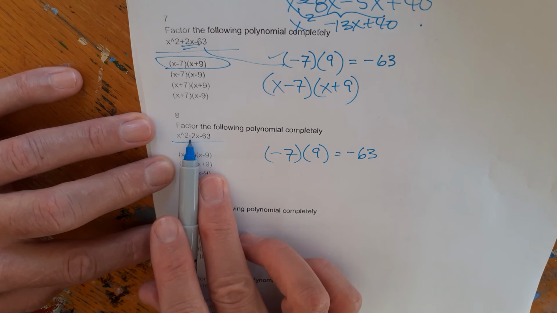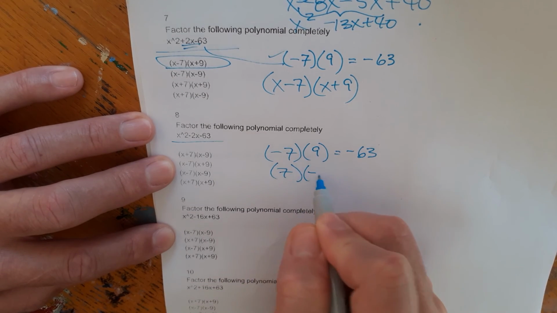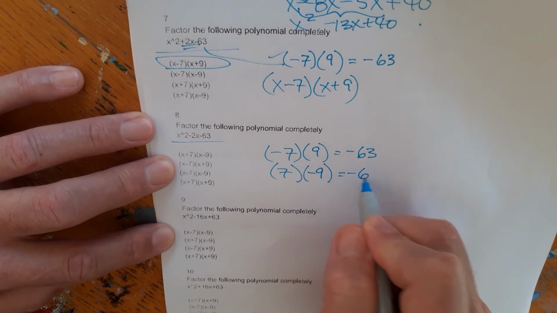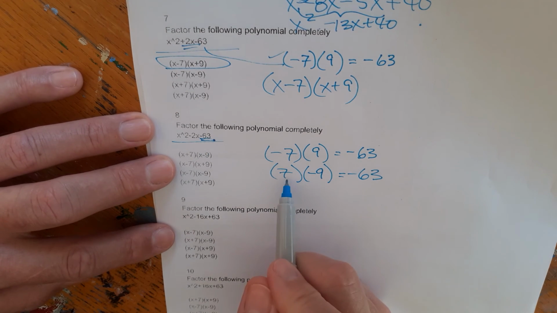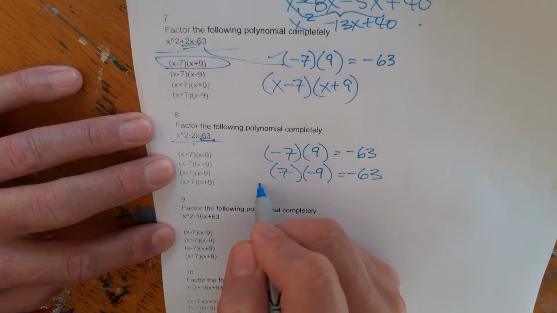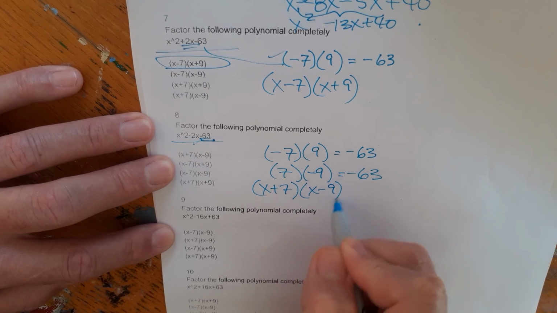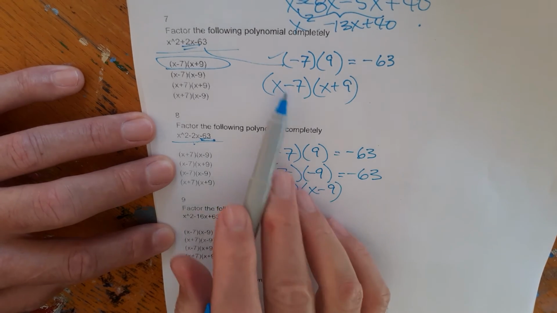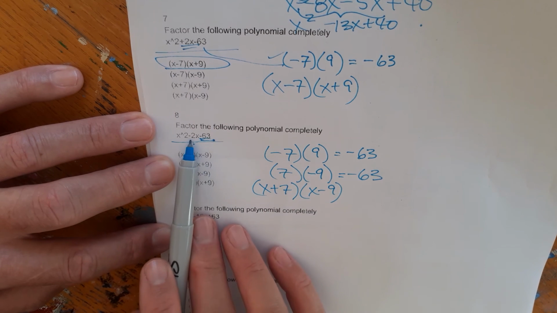Here, notice we have a negative 2x. Well, let's reverse the negative. Let's say a positive 7 times a negative 9, which sure enough still produces a negative 63, which is the tail. But when you add negative 9 plus 7, you get a negative 2. That matches in this case. So we're going to have an x plus 7 in this case, times an x minus 9. And if we compare the difference in these two, how the sign switched, and we compare the difference in the sign here and here, we start to understand why this is happening.